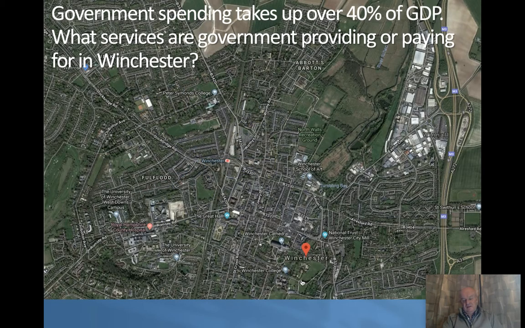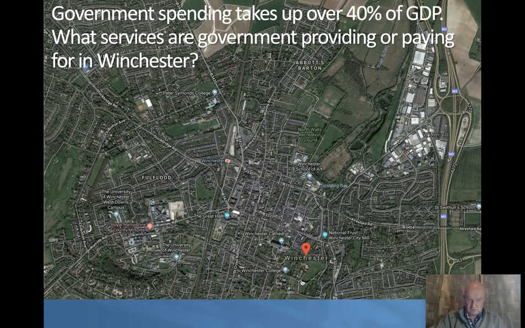So thinking about this principle then, this is not a shocking, but a sobering statistic. Government spending takes up over 40% of GDP in normal circumstances. Now, clearly at the moment we're talking about a significantly higher percentage with the pandemic and all of those things that are going on. But think about your local town or city, and the sorts of things that the government is spending money on providing.